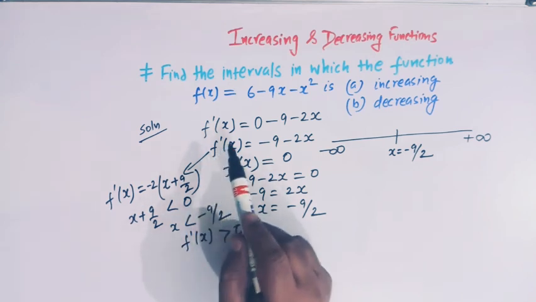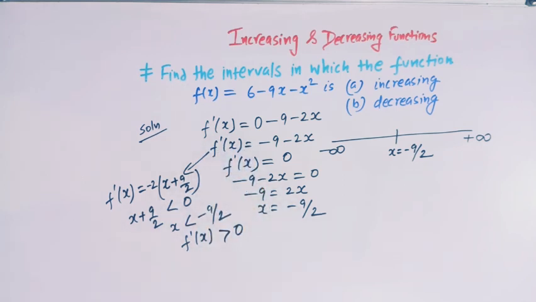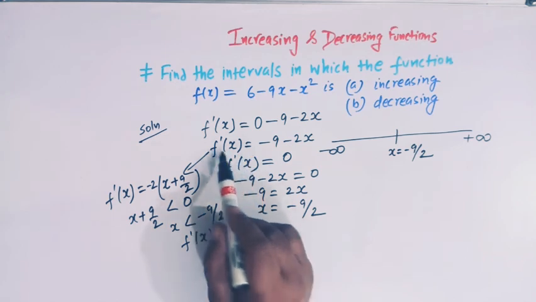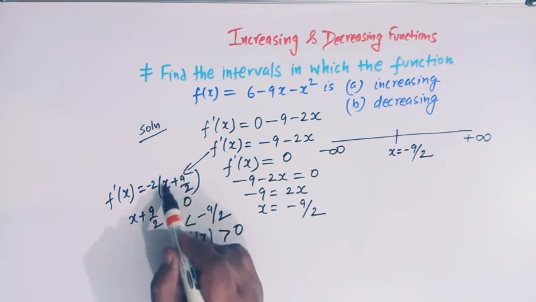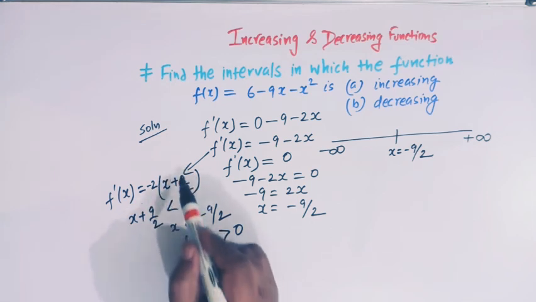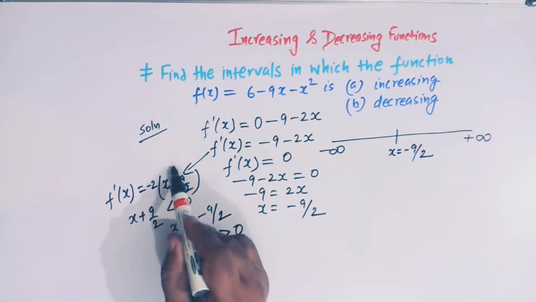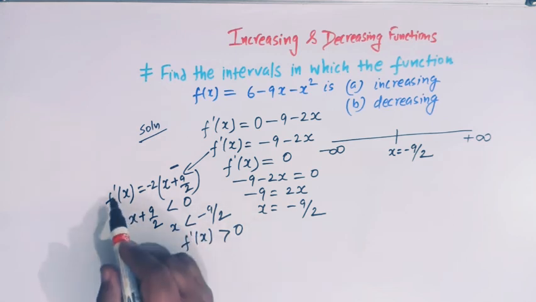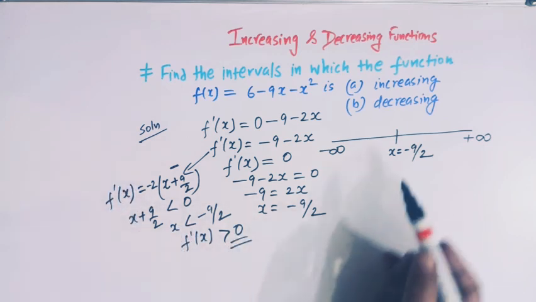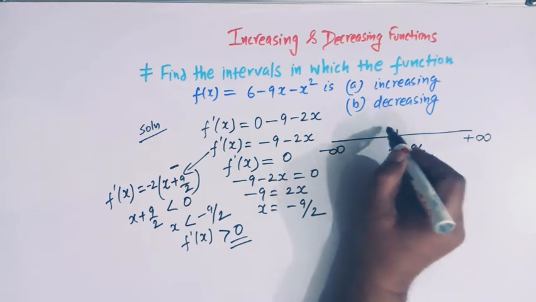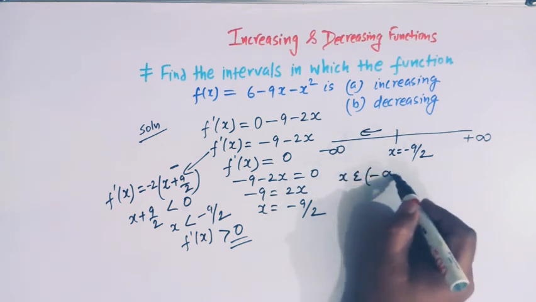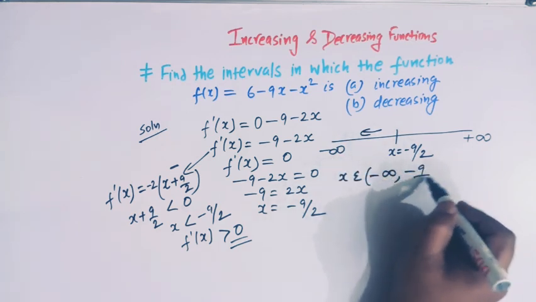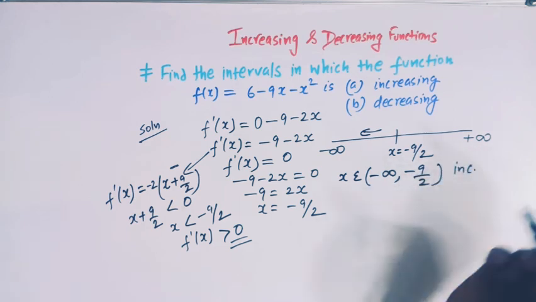So what we have done, this is the derivative, and we have expressed f prime of x as minus 2 times x plus 9 by 2, and whenever this factor is negative, negative and negative becomes positive, so the derivative is greater than 0. So whenever x lies in the interval minus infinity to minus 9 by 2, the function is said to be increasing, right?